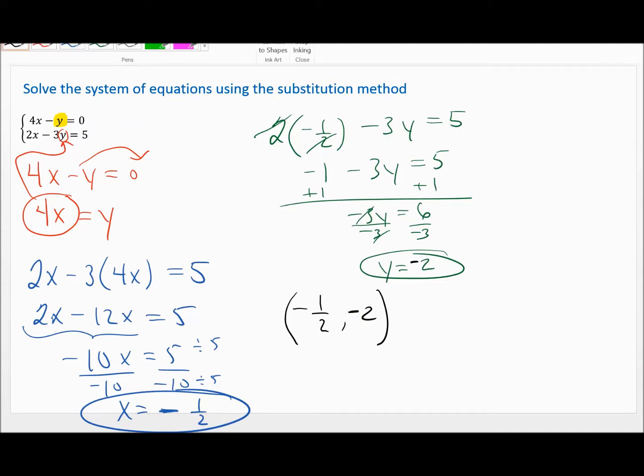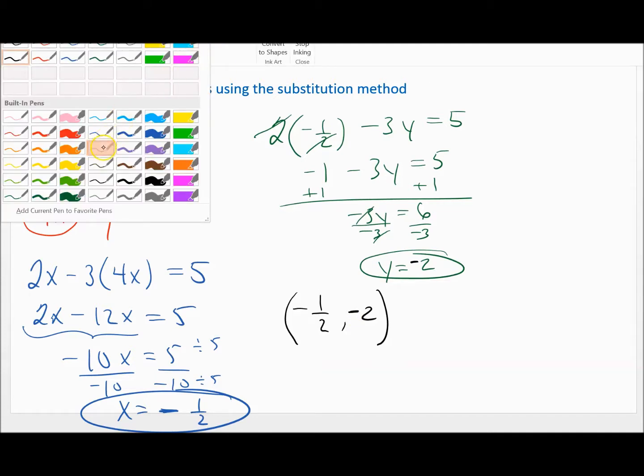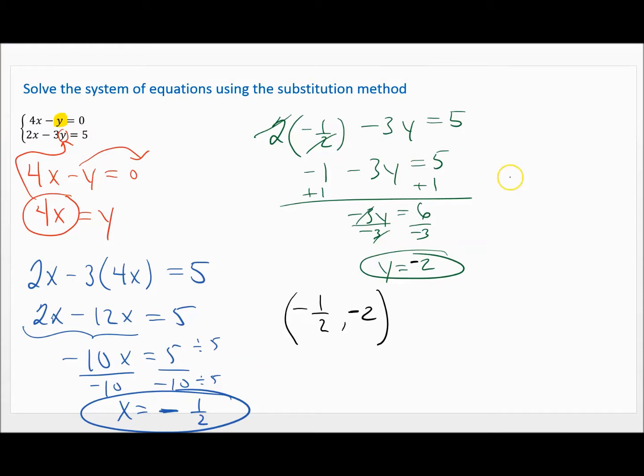Now let's check it. So purple check. There we go. So first equation, 4 times negative 1/2 minus negative 2. Is that equal to 0? Okay, well 4 times negative 1/2 is negative 2. Positive times negative is a negative. The 4 is over 1. You see how that works. Negative 2 plus 2, because of the 2 negatives, equals 0.